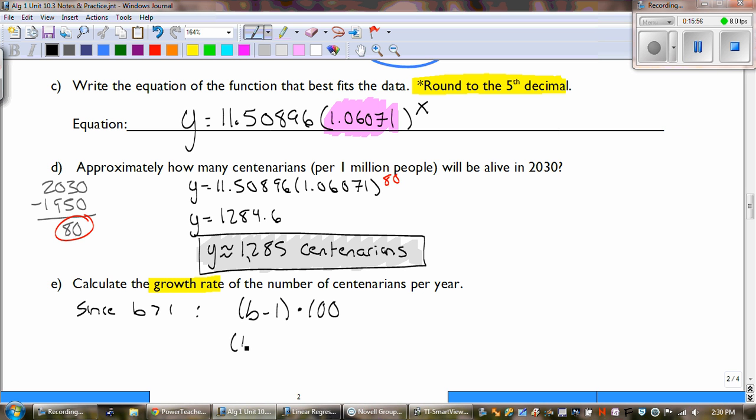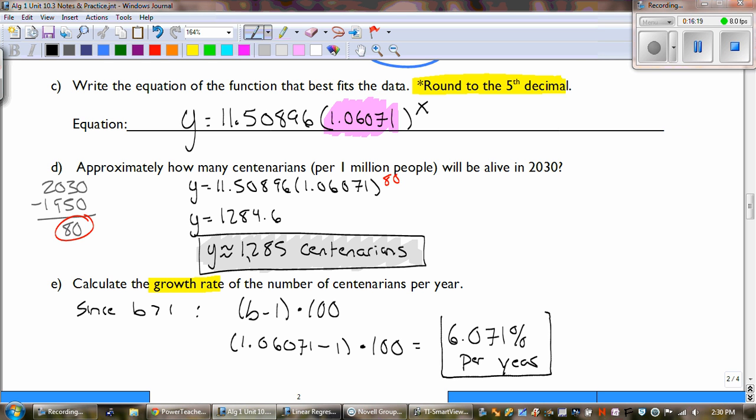So we have 1.06071 minus 1, and I'm going to times that by 100. And that tells us that our growth rate is 6.071% per year. So that's how the rate of the centenarians are increasing every year.